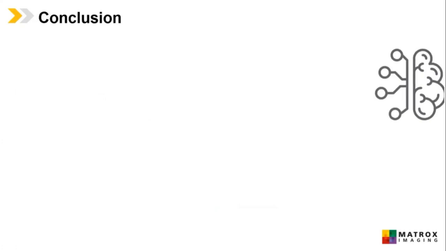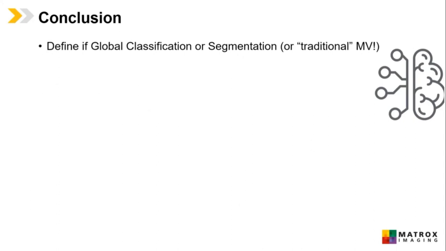So in conclusion, to build your application, we need to define your deep learning application. First of all, you need to define if you're going to use deep learning or traditional machine vision, which is very key. We've seen applications where originally the request was to try it with deep learning, but in the end we were able to resolve it with traditional machine vision tools. So that's the first thing to determine.